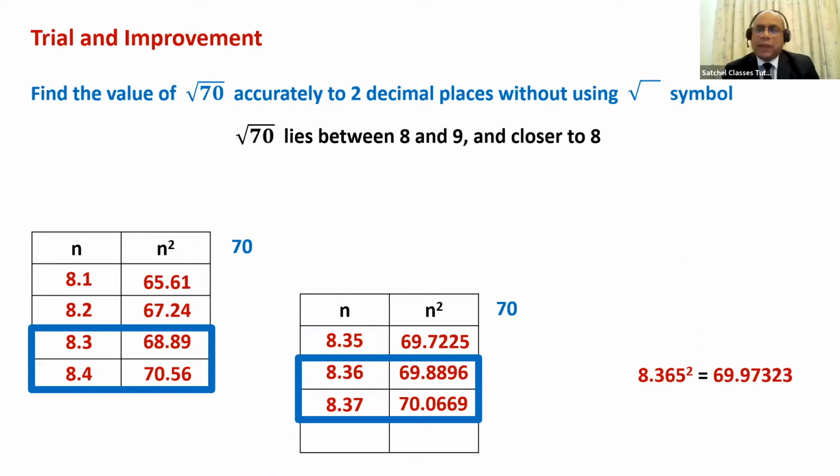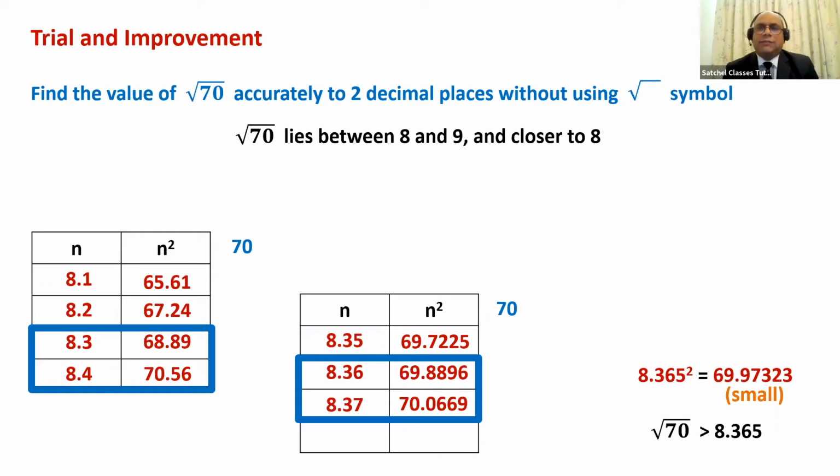Okay, let's find out. The moment I do that, 8.365 squared, you will get 69.97323, which is clearly lower than 70, which means your answer has to be bigger than 8.365. Square root of 70 should be greater than 8.365 because 8.365 squared gives you a value less than 70, 69.97323. Because your answer is greater than 8.365, if you round that answer to 2 decimal places, it will not round down, it will round up.